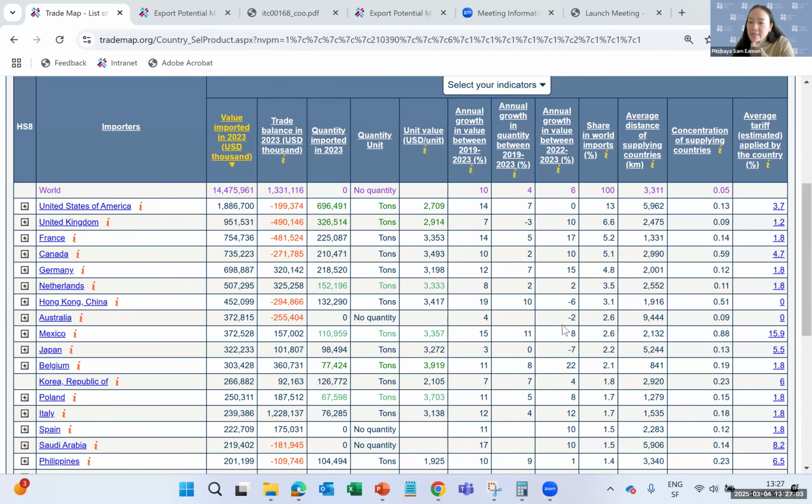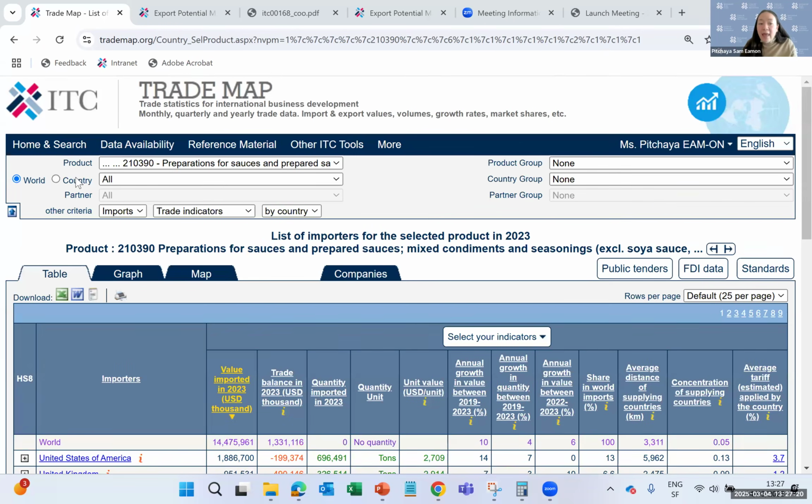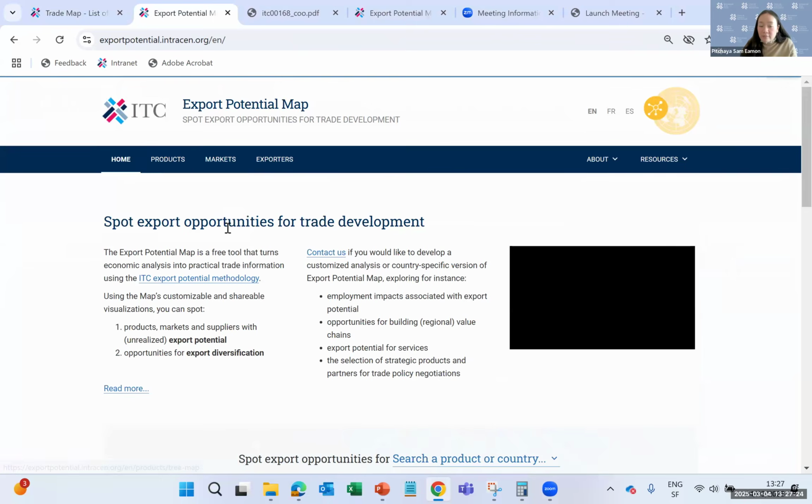Could you advise why EPM does not include some products in the map at 6-digit levels? Textile and apparel, they are there. But if the product you're looking for has been revised, you mean that the HS code has been revised? Maybe you will see something like X, etc. Because they need to consider different revisions.